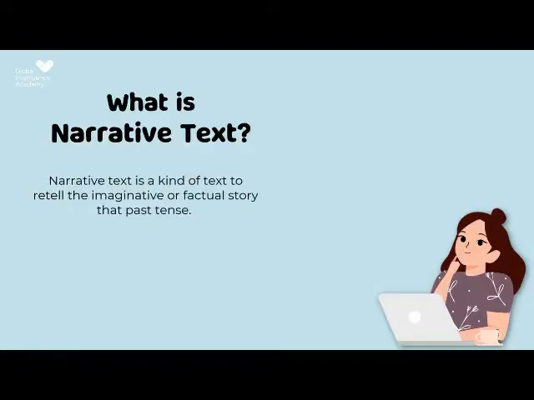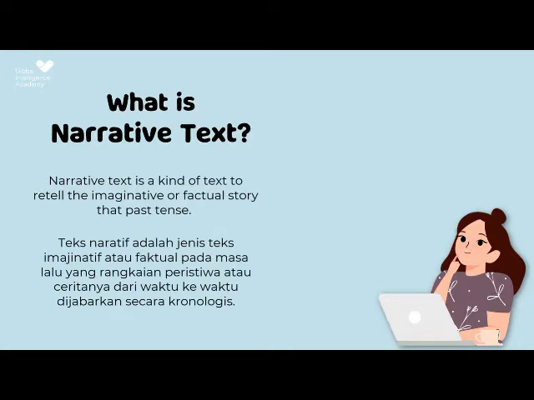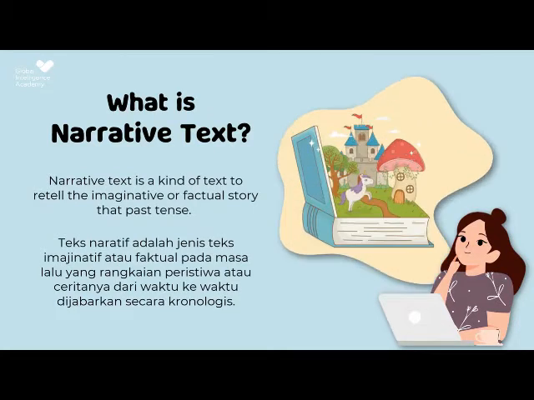So, what is narrative text? Narrative text is a kind of text to retell an imaginative or factual story in the past time. Jadi, teks naratif terjadi ketika masa lampau dengan urutan yang kronologis, like that.